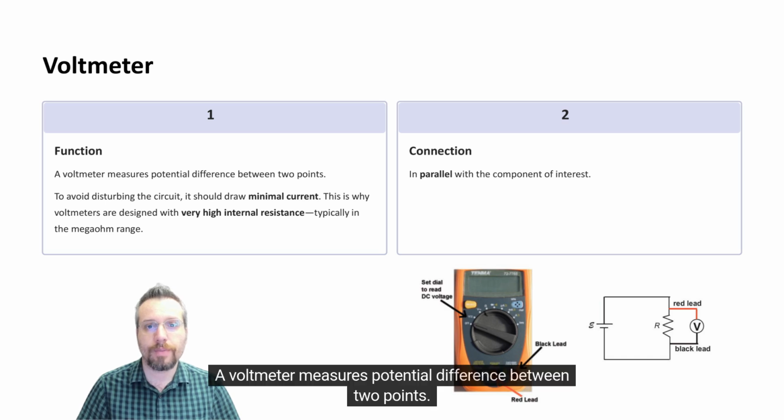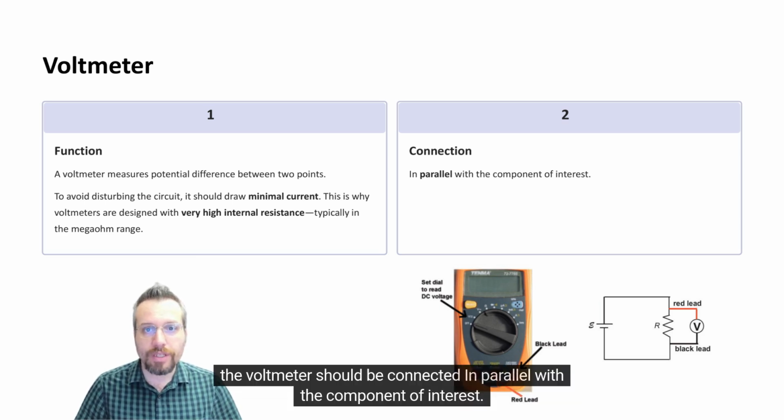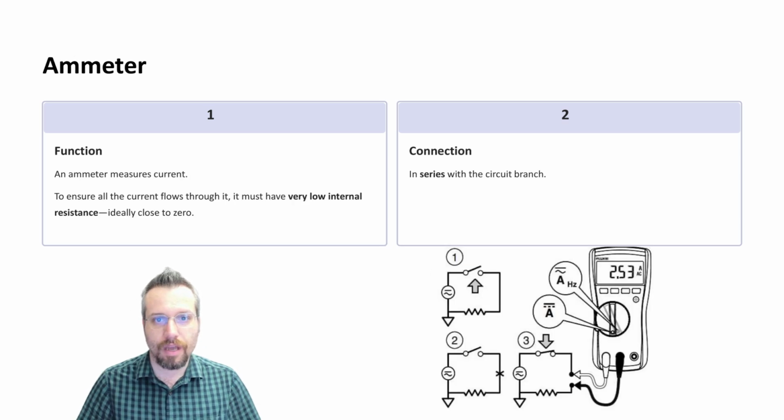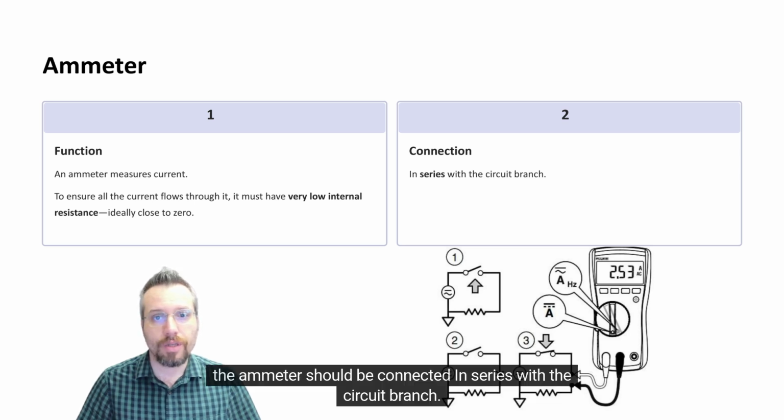A voltmeter measures potential difference between 2 points. To avoid disturbing the circuit, it should draw minimal current. This is why voltmeters are designed with very high internal resistance, typically in the mega-ohm range. The voltmeter should be connected in parallel with the component of interest. An ammeter measures current. To ensure all the current flows through it, it must have very low internal resistance, ideally close to zero. The ammeter should be connected in series with the circuit branch.